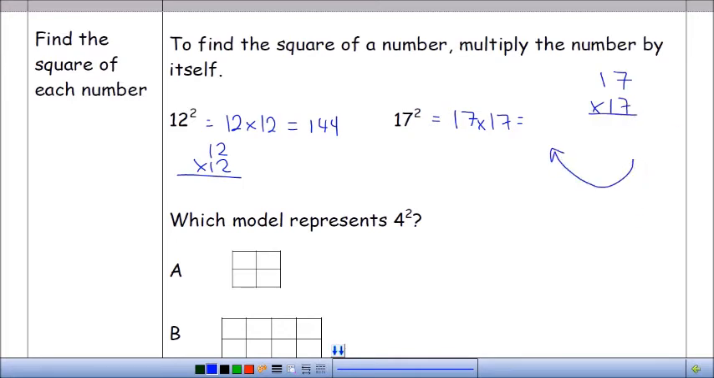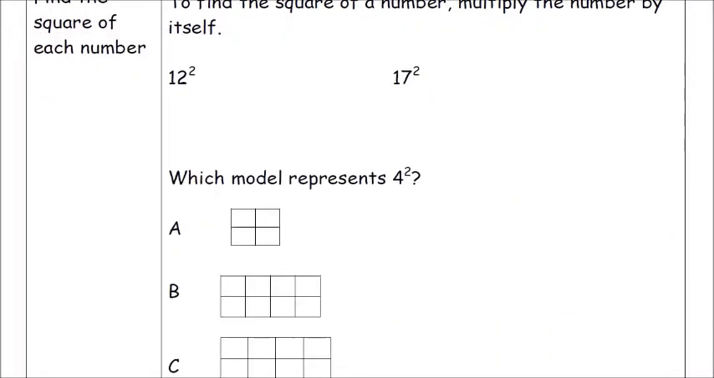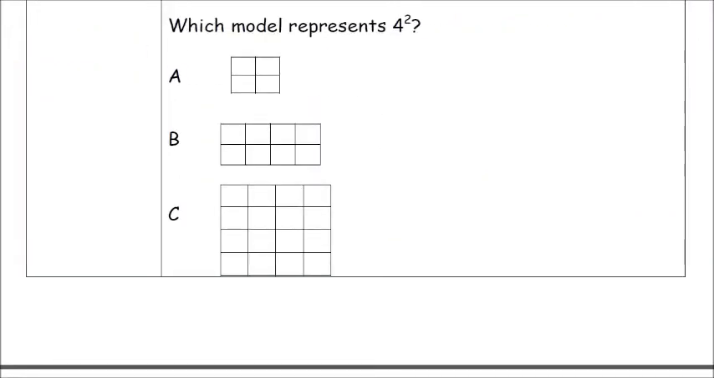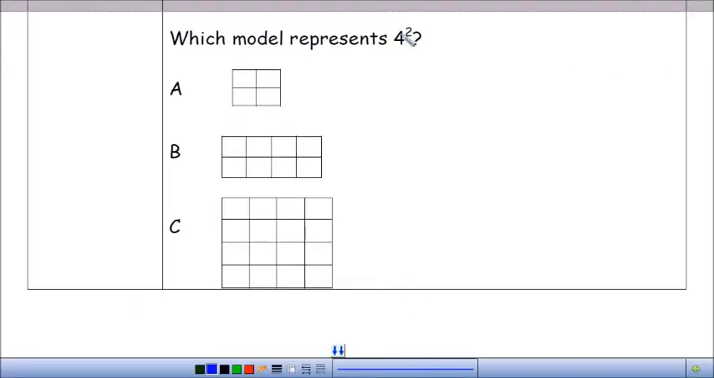Okay? Alright, then the last question for perfect square says, which model represents 4 squared? Well, remember, 4 squared means that the 4 is the number that you're multiplying by itself. That means 4 times 4. So the model should have 4 along the top and 4 along the side. And you should have all of this completed to look like a big square.